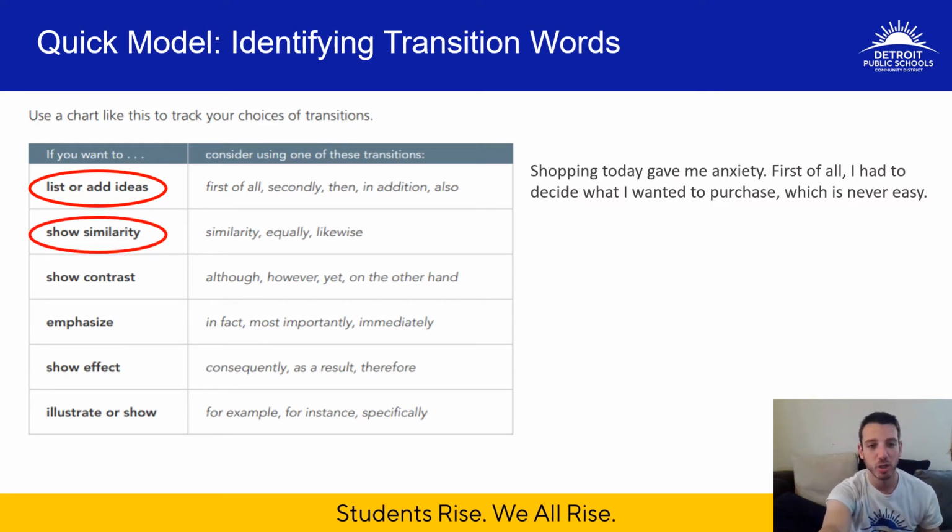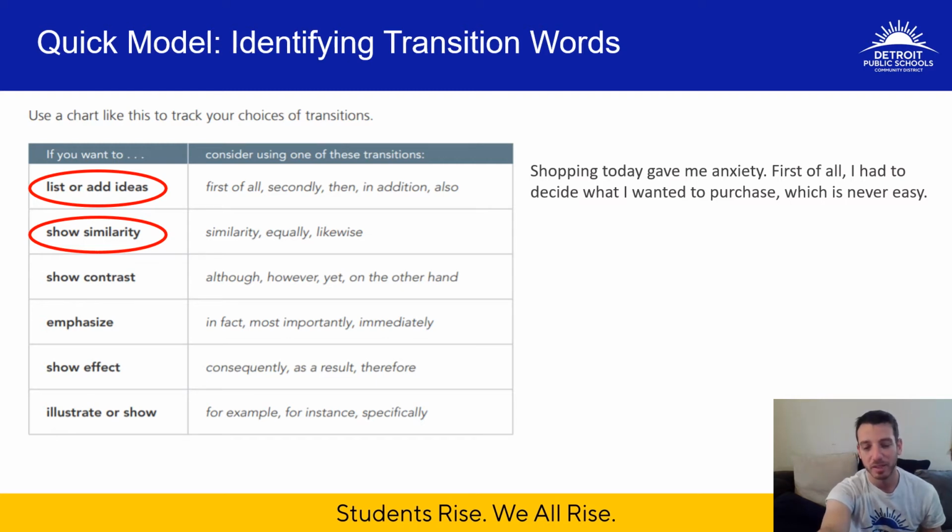The second category is show similarity. These are transition words or phrases that show the two ideas that you're listing are connected. They're similar. They go hand in hand. They're not opposite. The examples listed here, this is a typo. It's supposed to say similarly, not similarity, equally, and likewise.